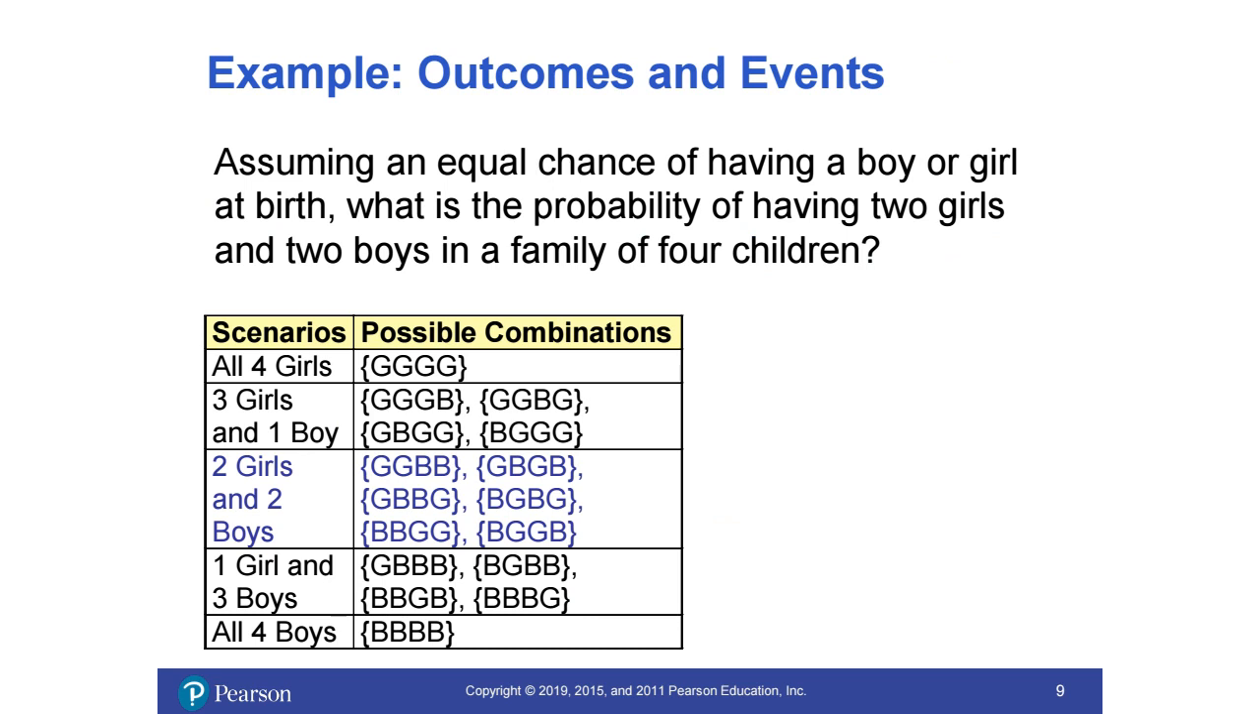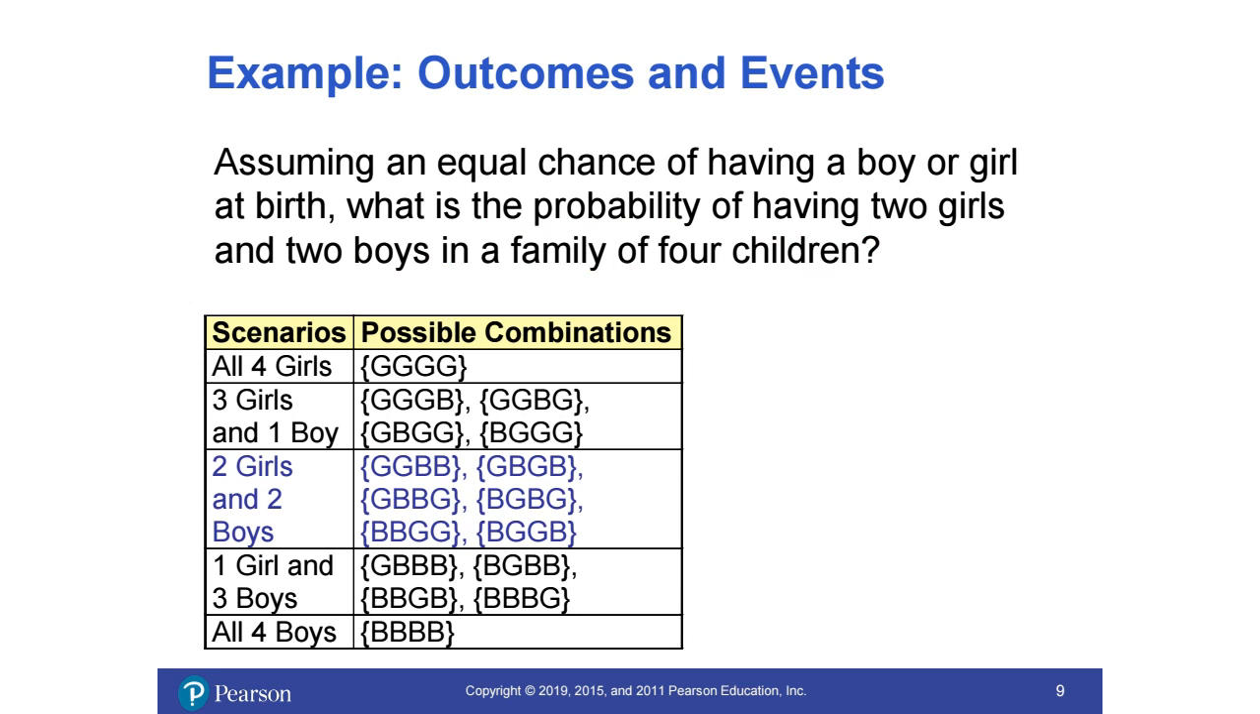All right, one more example before we move on to the next type of probability. Okay, this is not true. It is not true that when a woman has a baby, there's an equal chance of having a boy or a girl at birth. But for the sake of simplification and for the sake of doing this problem, we're going to assume that a woman has an equal chance of having a boy or a girl at birth. So, assuming that, what is the probability of having 2 girls and 2 boys in a family of 4 children?